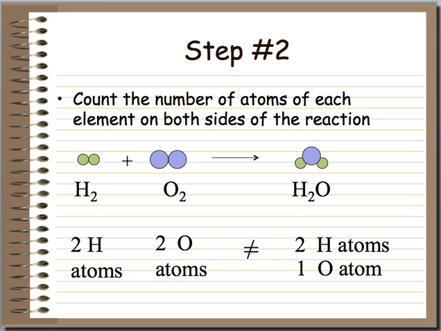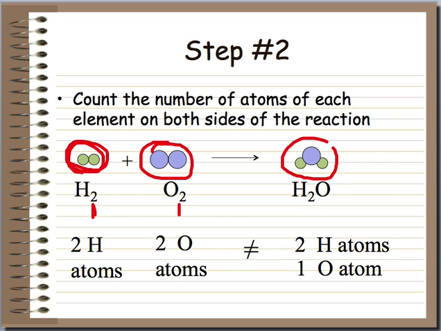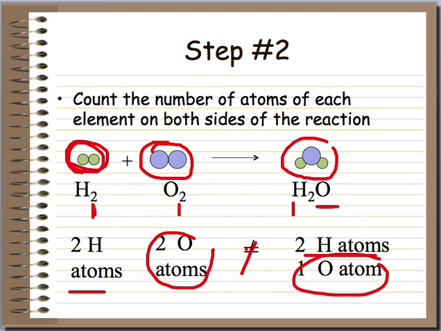So we have that written down. Now our step 2 is we need to count the atoms. So if we look on hydrogen, technically we have 2 atoms, so we have the H2. Oxygen, we have 2 atoms, so we have O2. But on this side, we have 2 hydrogens and only 1 oxygen. So 2 atoms, 2 atoms, 2 atoms, 1 atom. These are not equal. So we need to just count the atoms. We're taking inventory. What do we have when we write these formulas?